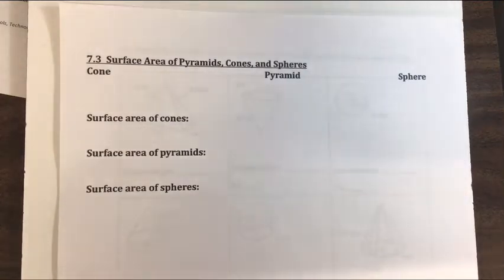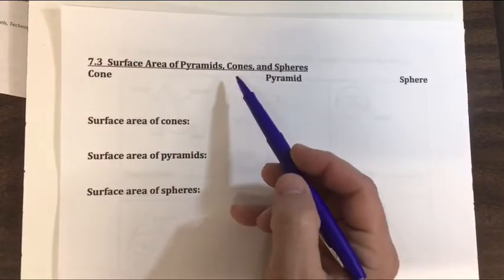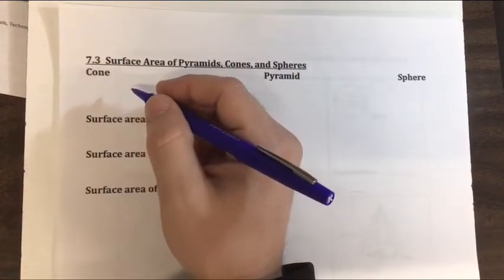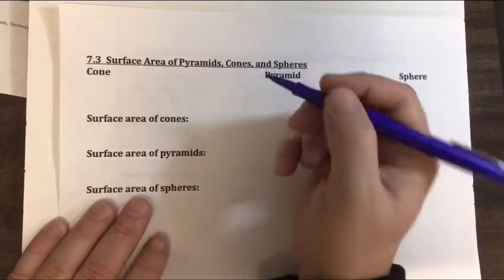In this video for day 7.3, we're going to be looking at surface area again, mainly for the figures that we call pyramids, cones, and spheres. So first we're going to identify what these are. You guys probably recognize what these look like.